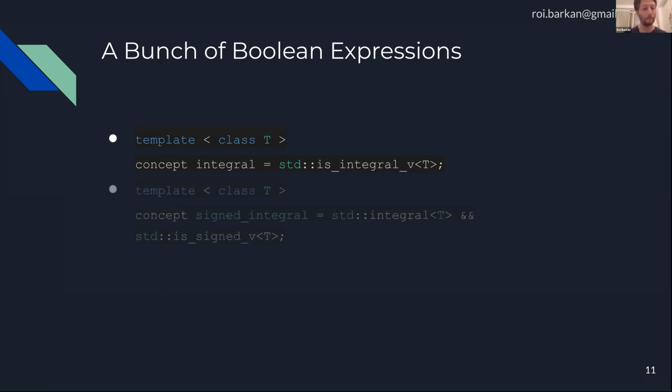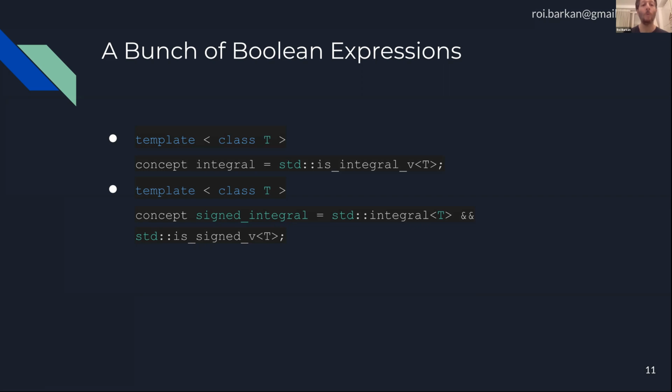Nice and simple. Okay, let's make things a little more complex. We can create concepts with Boolean expressions as well. So we have the integral, and now we can use the ampersand operator, combine it with another type trait, and we can use ands and ors as much as we like to create more and more complex concepts. As we've seen before, there's the notion of counting how many predicates are within a concept, because the more predicates I have, it means maybe that I'm more specialized.